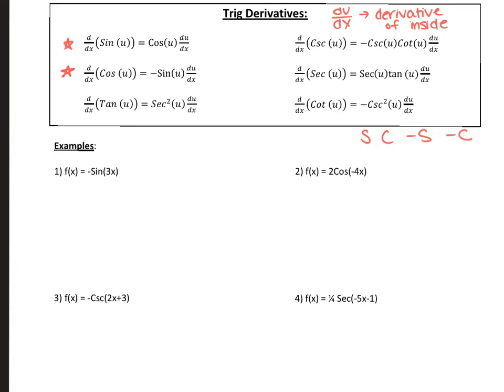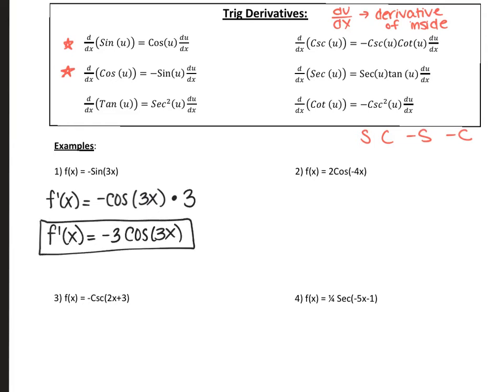Problem number 1 says, find the derivative of negative sine of 3x. If we're at negative sine and we want to find the derivative, it's simply negative cos. So we start by saying f prime of x is negative cos of whatever's on the inside. Then we have to take the derivative of the inside. The derivative of 3x is just 3. If we wanted to write it nice and pretty, we would rearrange it as negative 3 cos 3x. And that would be my derivative.